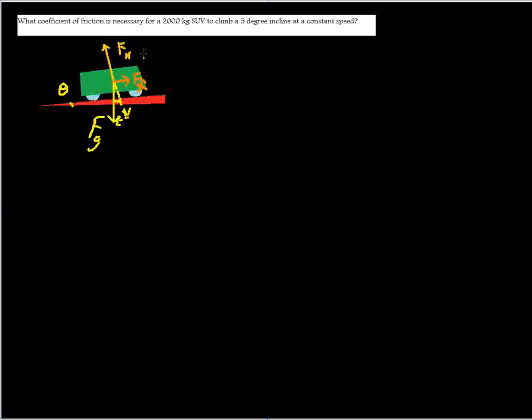Now, what we're looking for specifically is what type of friction we need in order to go at a constant speed. So we're looking for a constant speed. And what does this constant speed mean? Well, that means that the acceleration is 0 meters per second squared, which is going to make the problem easier than it would be otherwise. And we're looking specifically for what coefficient of friction is necessary. So I'm looking for what coefficient of friction will make this work for this SUV to get up the incline.